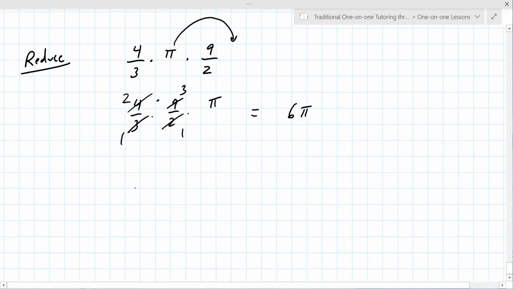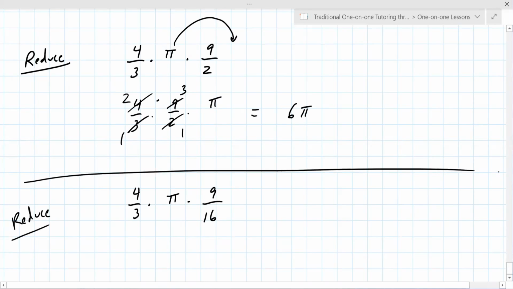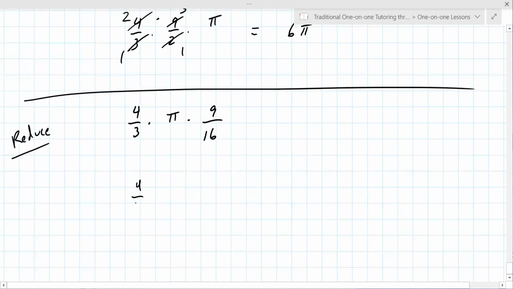Okay, one more here. Keep 4/3, not adding it, times pi, times 9 over 16. And again, the instructions are just to reduce here. I didn't multiply. 4 goes into 16 4 times. So 1, 3, 3 over 4. You have a final answer? Yeah. So it's 4/3 times 9 over 16 times pi. 9 and 3, 1 and 4. So this is 3/4 pi. Yeah, that's what I got. Great.